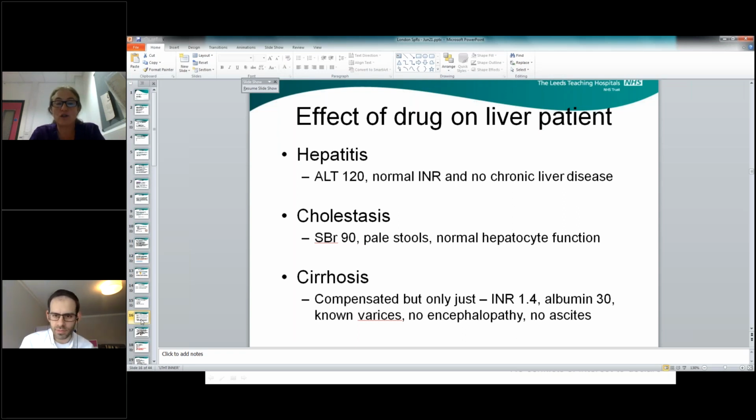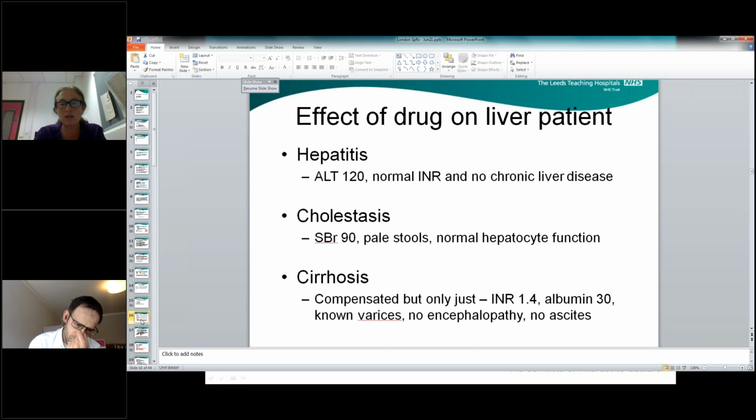And in a cirrhotic patient, we've got a compensated cirrhosis, but on the cusp. So they've got an INR of 1.4, albumin of 30, so it's just on the edge, just low. We know they've got varices, but they've got no ascites and no encephalopathy.